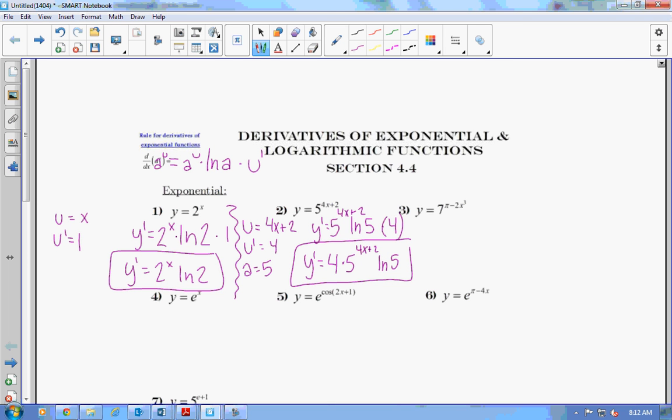You want to try number 3? Okay, go ahead and try it. Check with your neighbor when you think you're done. See if you're getting the same thing.